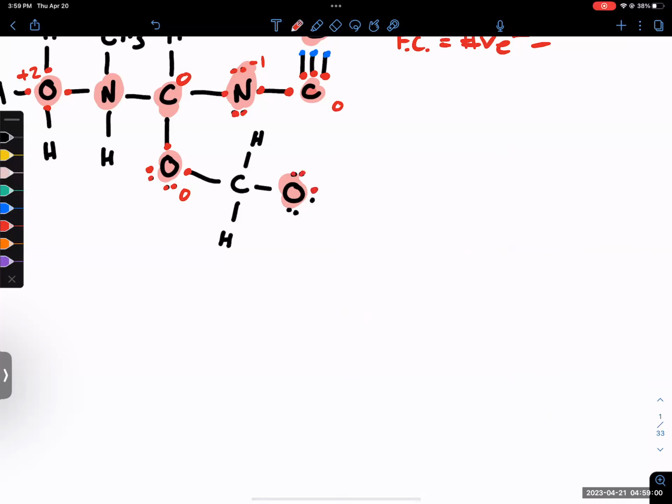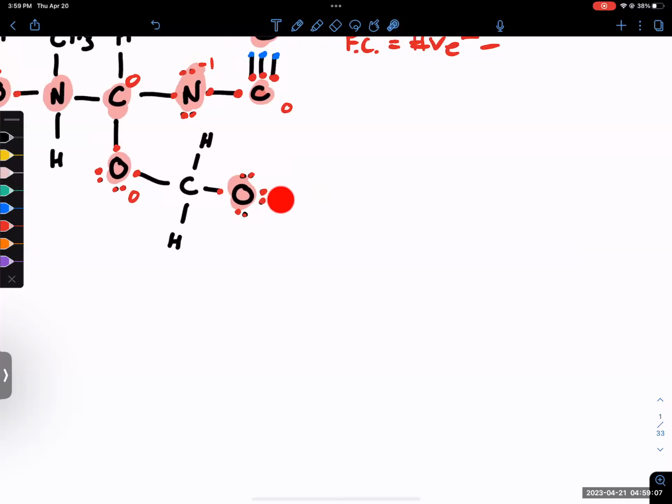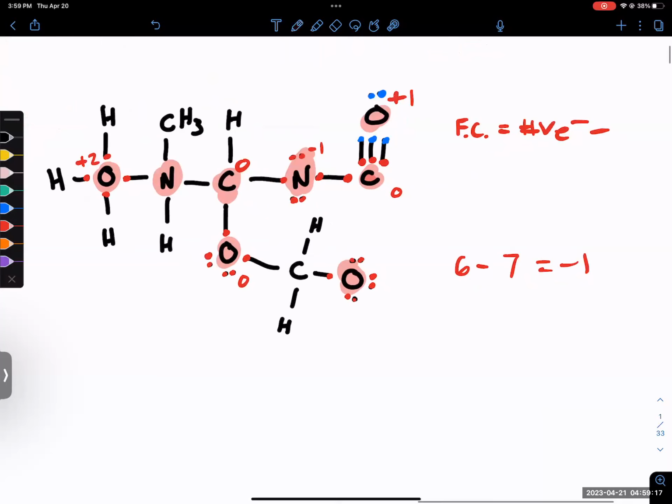Fair enough. And looking at this last oxygen right here, it owns both of the electrons for each lone pair, and then it owns one of the electrons involved in the bond. So it would be 6 minus 7 equals -1. So general rule: a carbon with 4 bonds has a formal charge of 0. A nitrogen with 2 bonds always has a formal charge of -1. Oxygen with 1 bond has a formal charge of -1. Oxygen with 2 bonds is happy, it has a 0 formal charge. Oxygen with 3 bonds, +1.